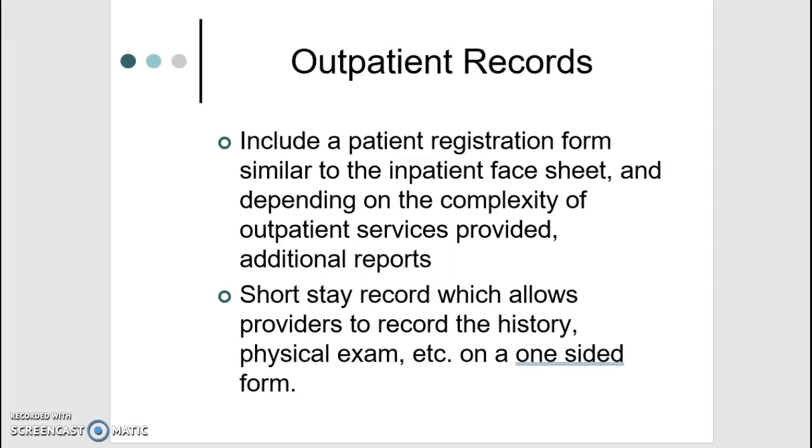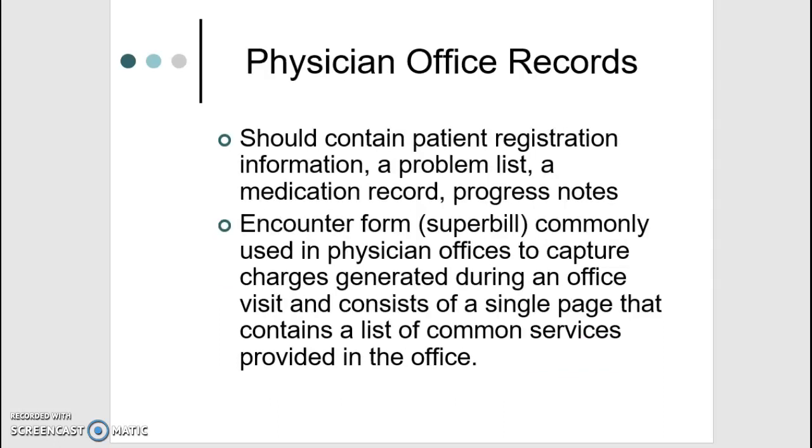Short stay records. Physician office records. Okay, so this should contain patient registration information. Again, the chart's going to start off with a problem list. You're going to record all the medications and progress notes on what happened during that visit that they came in. A lot of times they'll have an encounter form, a super bill. This captures all the charges generated during an office visit. So the doctor will circle what level of service, the diagnosis, and they'll hand it in for billing purposes.